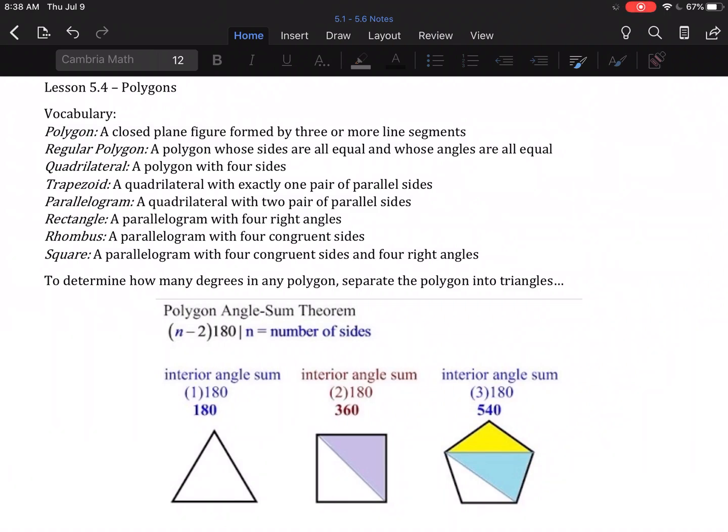Next lesson is on polygons. So a polygon is a closed plane figure formed by 3 or more line segments. A circle is not a polygon because it's not made up of line segments. It's curved, so no curves. A regular polygon is a polygon whose sides are all equal and whose angles are all equal.